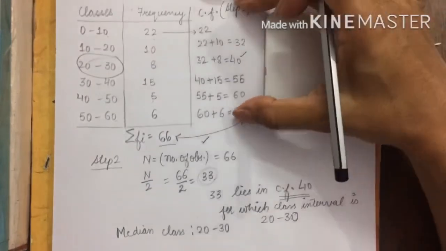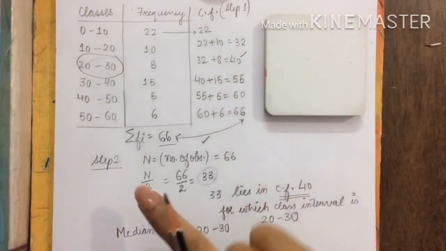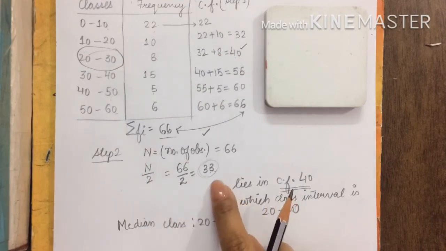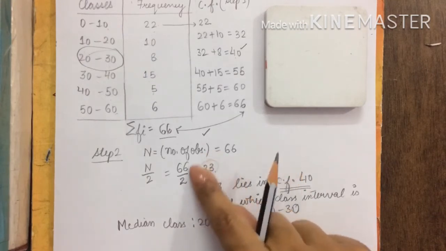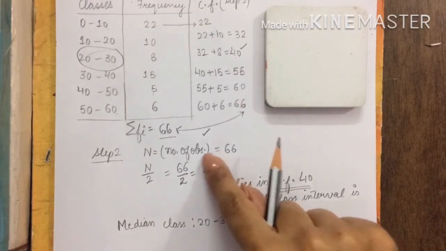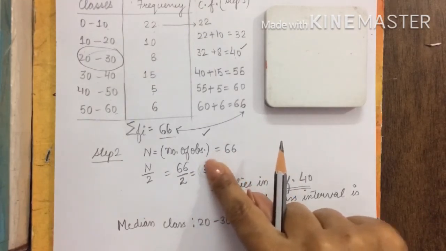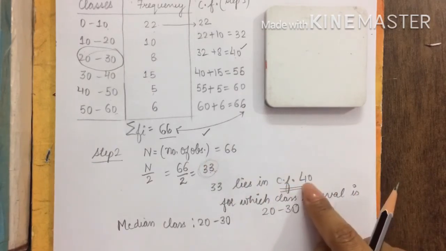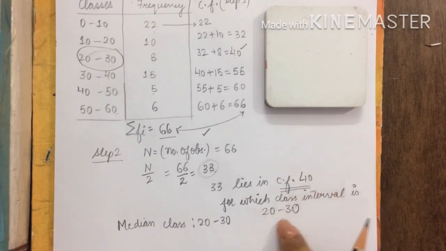So step 1, find the cumulative frequency. Step number 2, divide your total number of observations into half and find out where that middle observation would lie, in which class it would be found. To do that, you need to look at this half value in the nearest cumulative frequency. The nearest cumulative frequency is 40, for which the class interval is 20 to 30. Hence, your median class is 20 to 30.